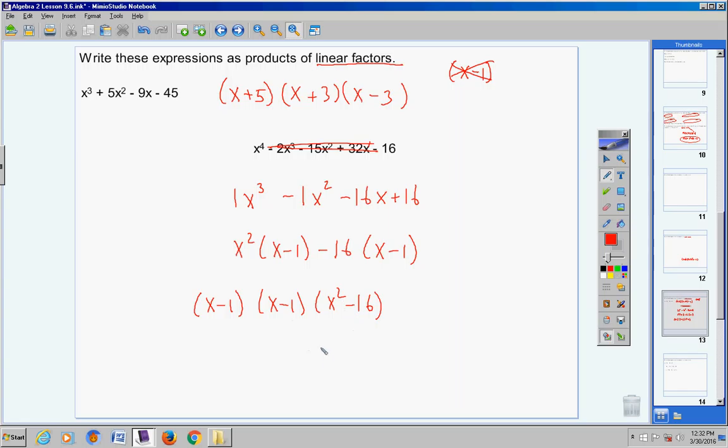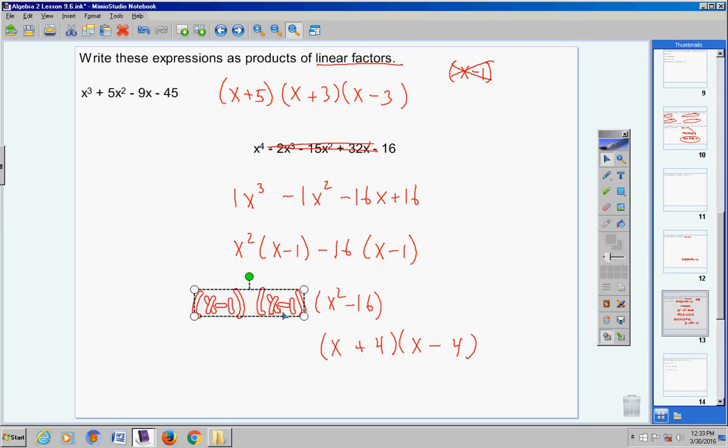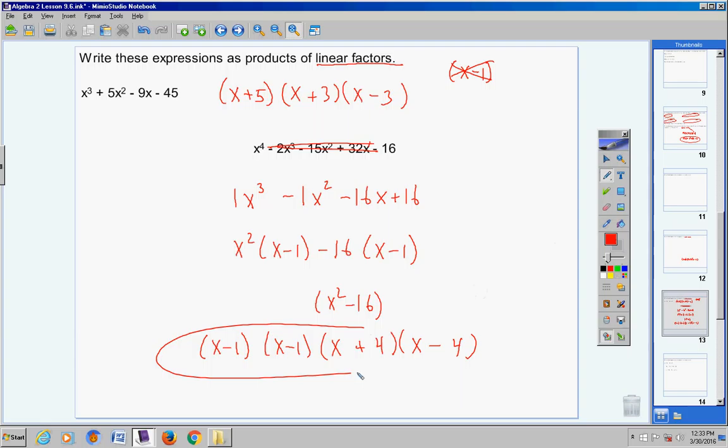So let's factor this. This is a perfect square. The first term is positive. The second term is negative. The square root of x squared is x. The square root of 16 is 4. Make one positive. Make one negative. Now bring down your first two parentheses over here. And we are home free. We did it. Booyah. There's my answer.